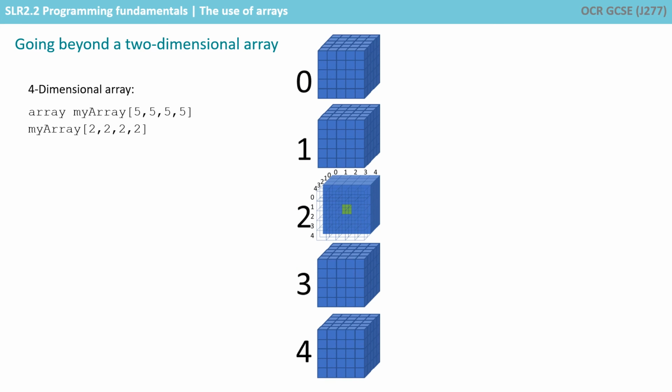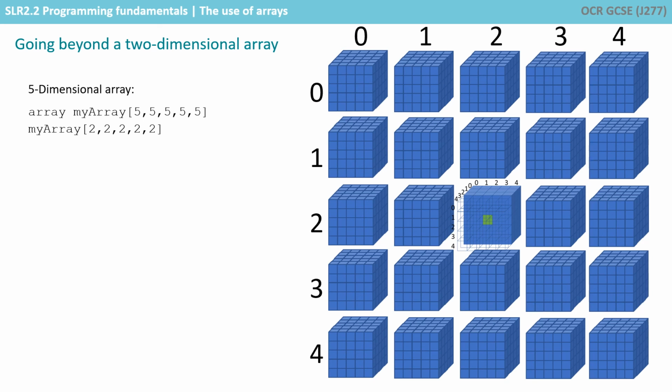So this is how you could potentially visualize a 4-dimensional array. We just take a set of cubes. We'd have to supply 4 indexes to this array to access any one of the elements. The first index specifies which cube we look at, and then the next 3 specify the width, the depth, and the height.